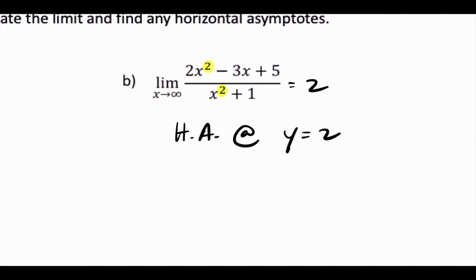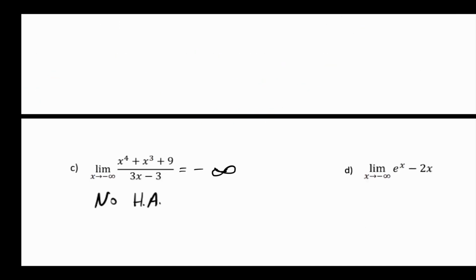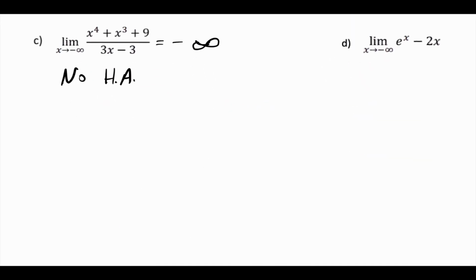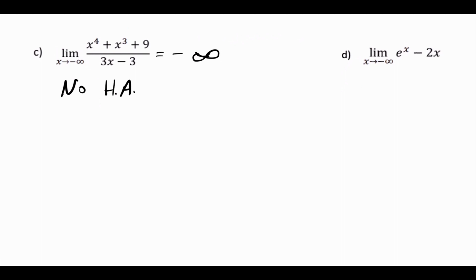So you take the leading coefficients, which is 2 and 1, 2 over 1, which is 2. Letter C. Letter C is top heavy.